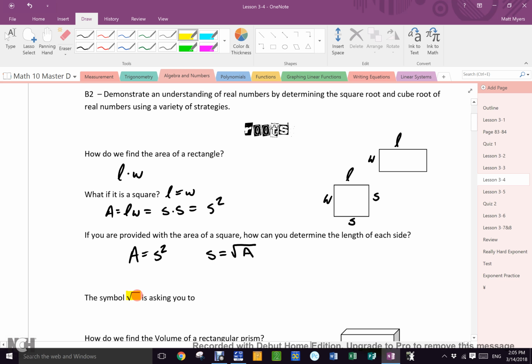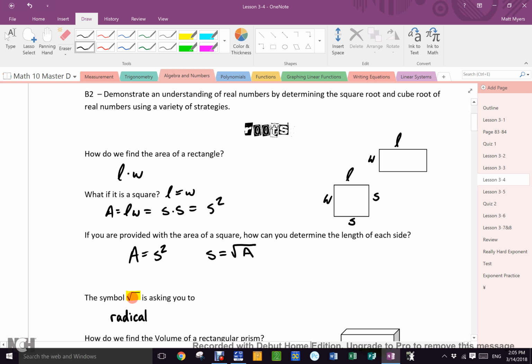This symbol right here, you guys call it the square root sign. But that's not what it is. It is the radical sign. Because there are infinite roots. You do not necessarily find only square roots. Is everybody good?